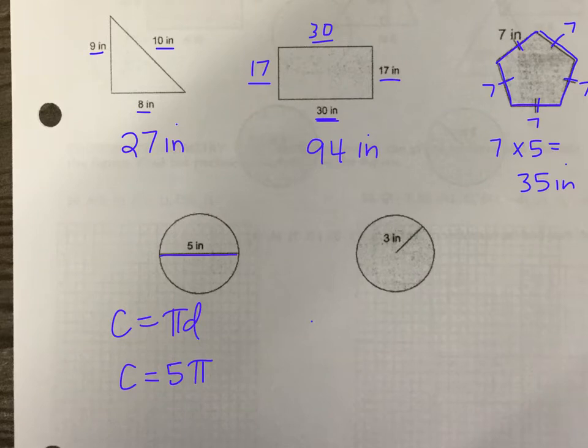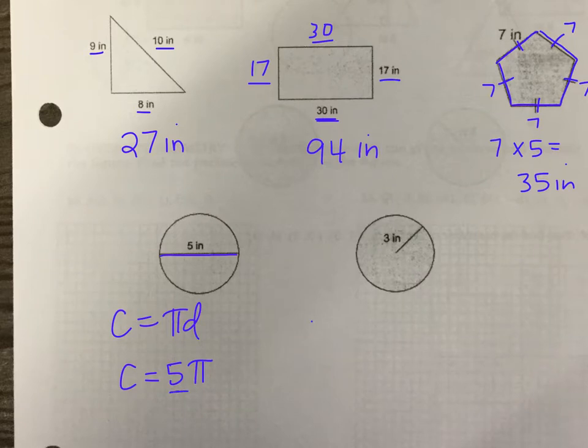Pi is a number that goes on forever. 3.14, and so on. So it never stops. So to get an exact answer, I have to use the symbol pi. But lots of times in our math work, we like to get an approximate answer. So we're going to go 2 decimal places.